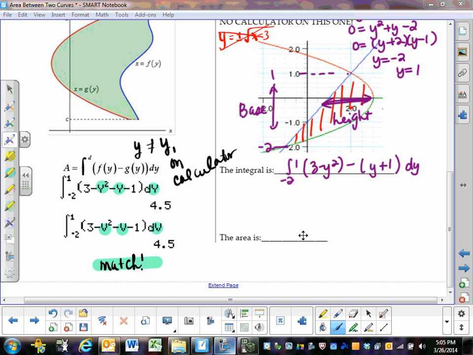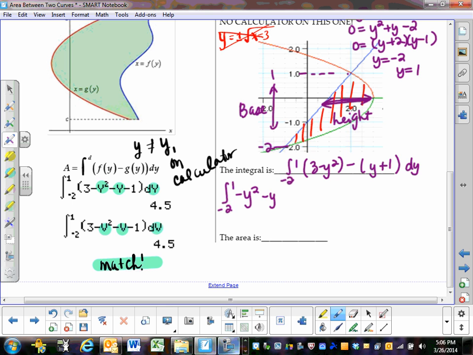So if I were going to finish this out by hand, which I would need to be able to do, I would simplify first. So I have 3 minus y squared minus y, and distribute the negative minus 1. So I really have a negative y squared, a negative y, a positive 3, and a negative 1 makes a positive 2, dy. So I have negative 1/3 y cubed minus 1/2 y squared plus 2y from negative 2 to 1.